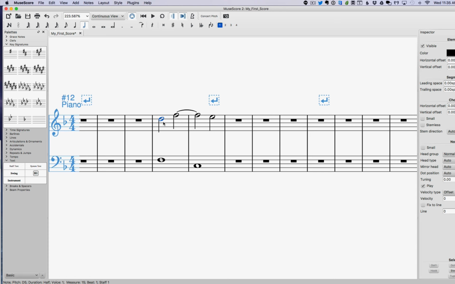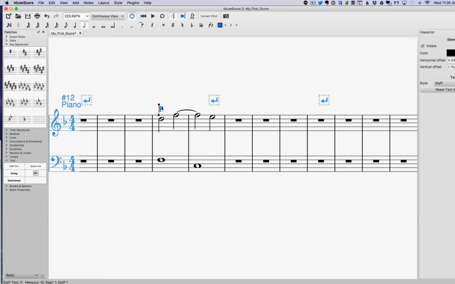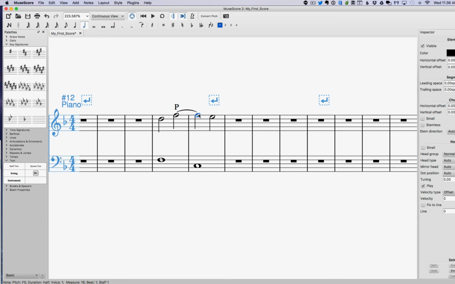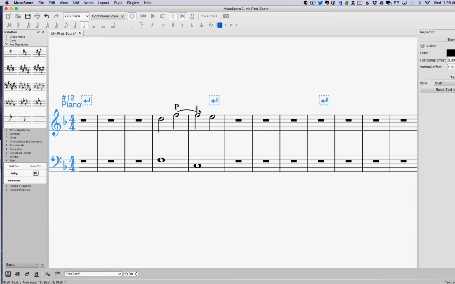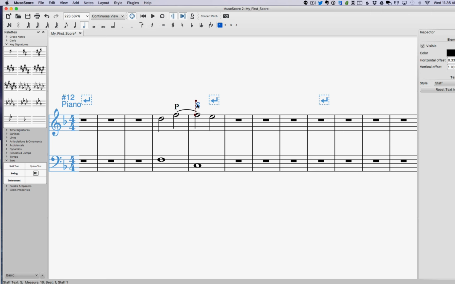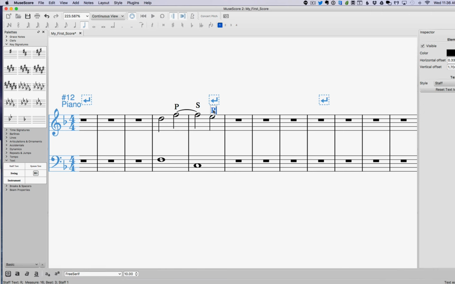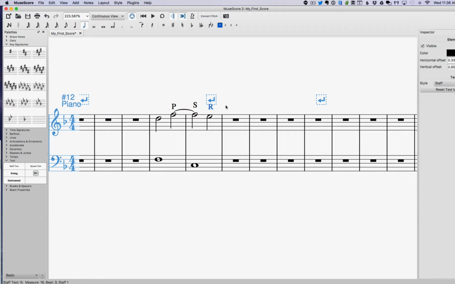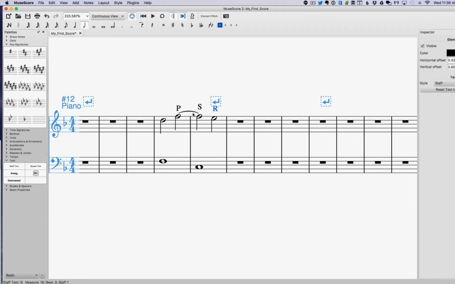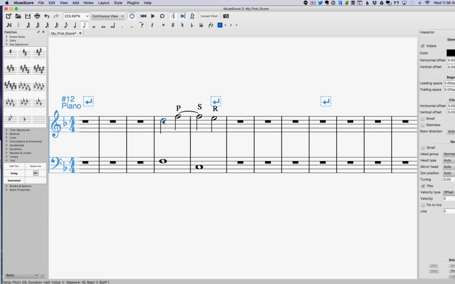Now let's look at what our intervals are here. So first, let's label our preparations actually. So this is going to be our preparation. This is going to be our suspension. And this is going to be our resolution. Okay? And we don't have a label for this note. It's just kind of what it is.